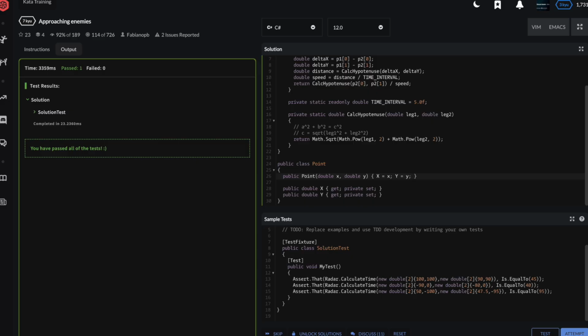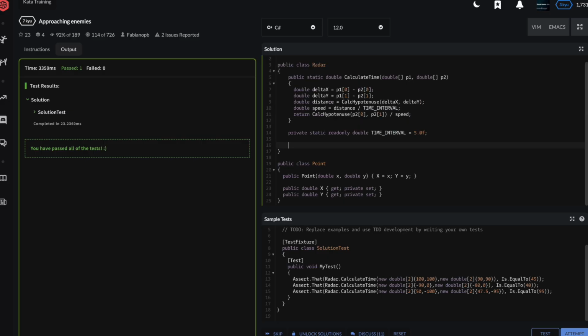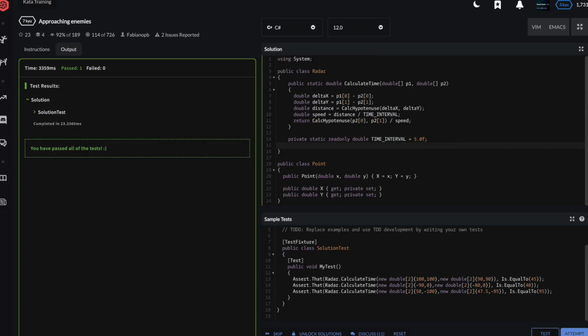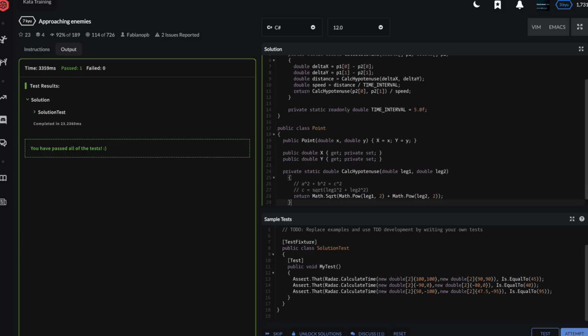Now we want to do something with it, right? One thing before we go, this calculate hypotenuse, our sort of scratch pad, I'm just going to move this to our point class. Radar doesn't need to be bothered with that. That's kind of a lower level detail. So we'll put it right in here.